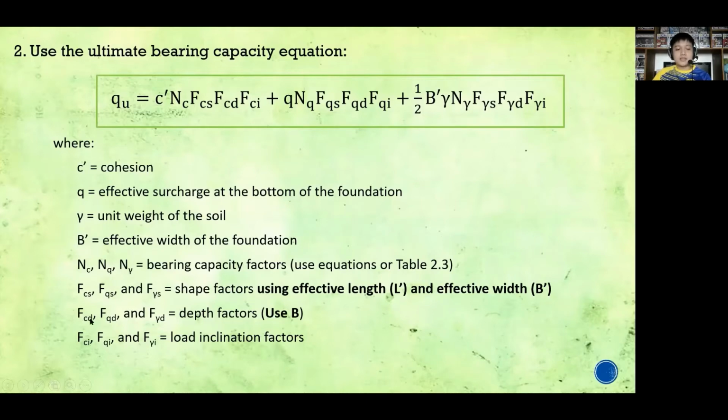And for the shape factors FCS, FQS, and F gamma S, we will still be using table 2.4, but for the shape factors you need to modify your B as B prime and L as L prime. On the other hand, for FCD, FQD, and F gamma D, the depth factors, please use the original B. Do not replace that with B prime. For FCI, FQI, and F gamma I, the load inclination factors, still table 2.4.